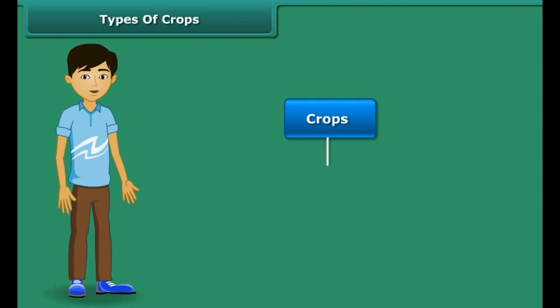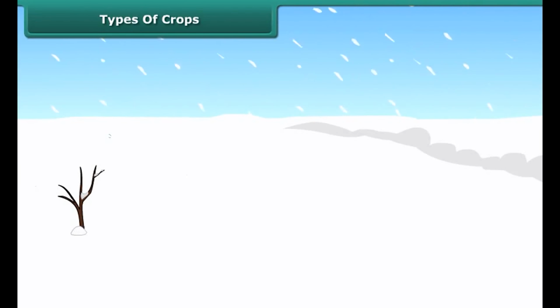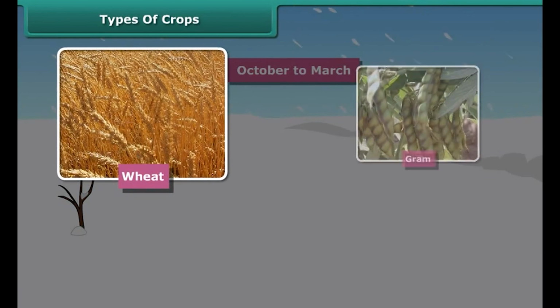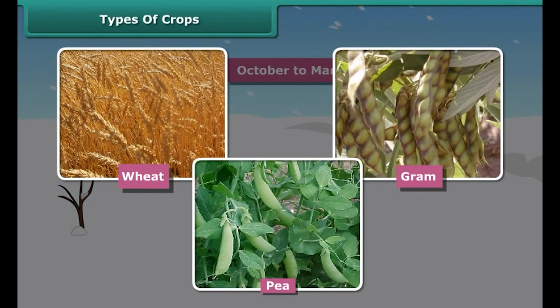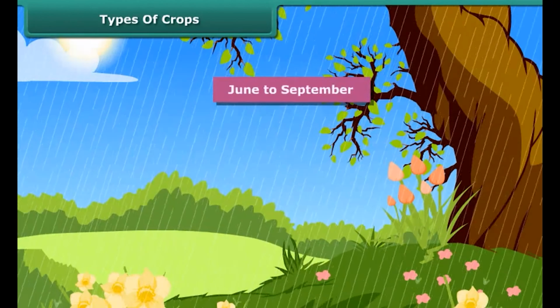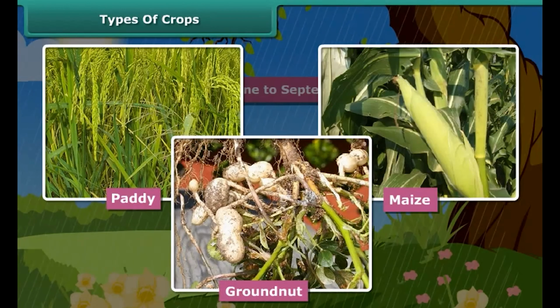In India, crops are broadly classified into two categories on the basis of the season they are grown in, that is, Rabi crops and Kharif crops. Rabi crops are usually grown in the winter season from October to March. Wheat, gram and peas are examples of Rabi crops. Kharif crops are usually sown in the rainy season, generally from June to September. Paddy, maize, groundnut, etc. are some common examples of Kharif crops.